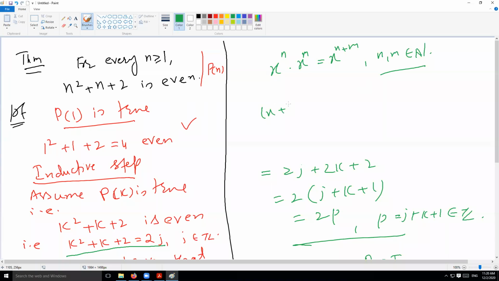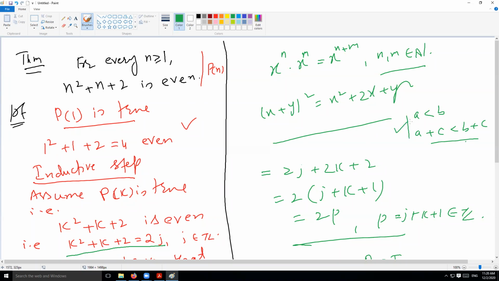Obviously, I can't prove that (x plus y) square is equal to x square plus 2xy plus y square. I can't prove such a statement. Or I can't prove that if A is less than B, then A plus C is less than B plus C. So this principle of induction will work only in those situations where natural numbers are involved in a given statement.